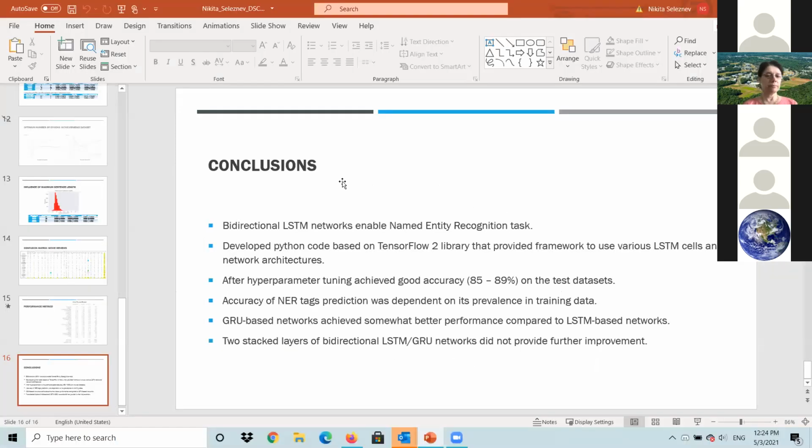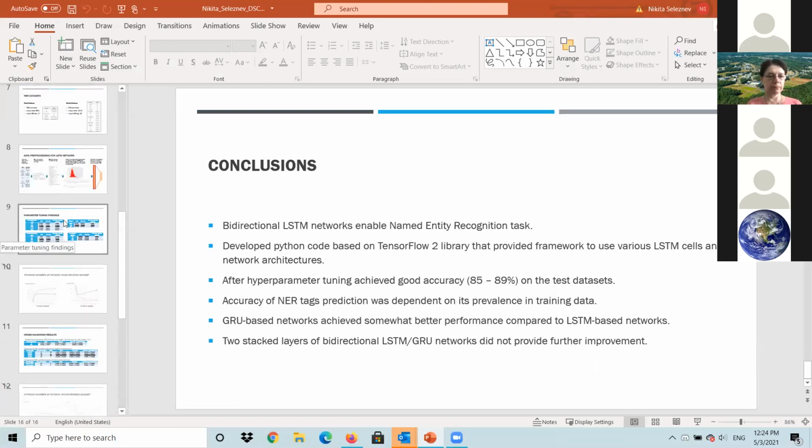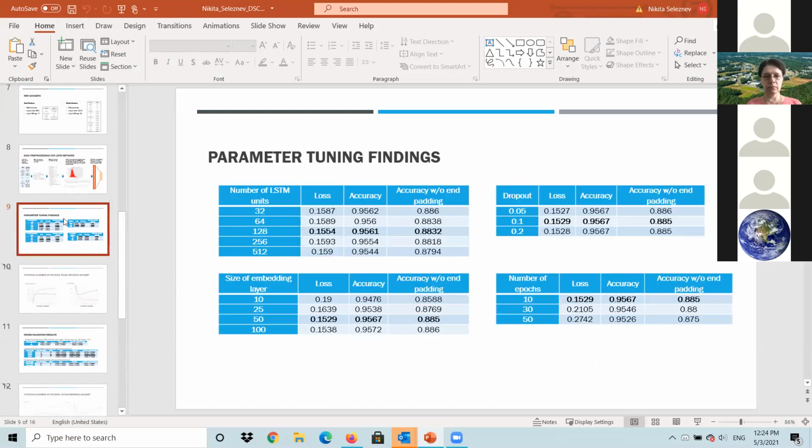In the parameter tuning findings, you have this number of LSTM units and also number of layers. You notice that when you increase that to be more units and more layers, the accuracy drops. Do you have an insight why this happens?